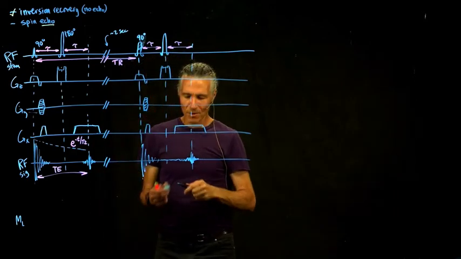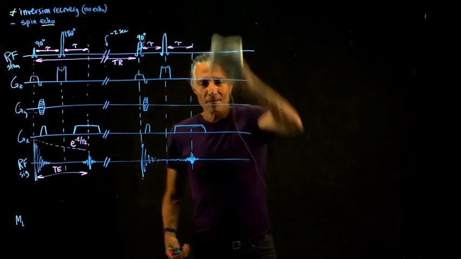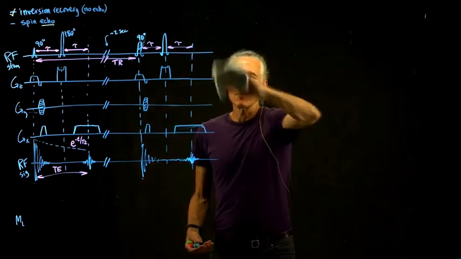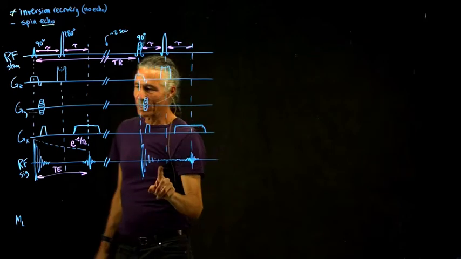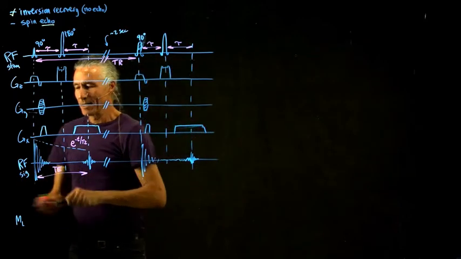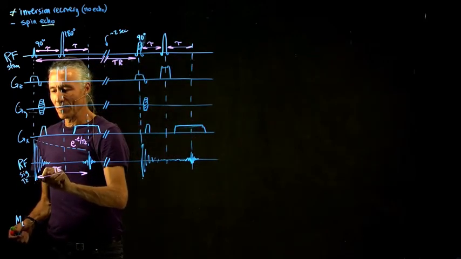So what we want to do now is figure out the equation for the height of the echo. So remember, the echo is just T2. So this graph is really just T2.